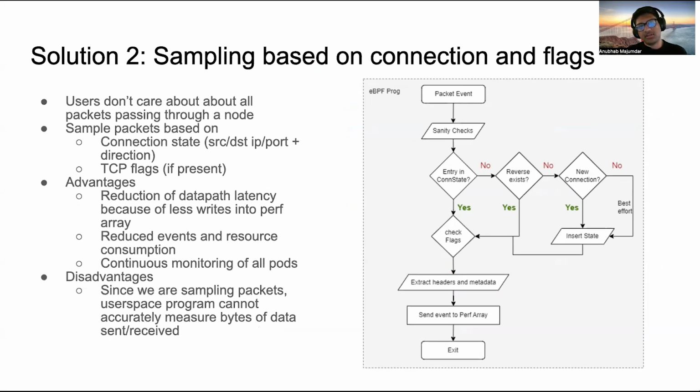The second solution that we implemented is based on the principle that not all packets flowing through a node are equally important. Rather, a small subset of them provide actual useful signal. For example, in a long-running TCP or UDP connection, the user cares about when the connection is established and how long the connection is alive. They do not care about signals for every data or acknowledgement packet flowing through the node as part of the connection. This allows us to sample packets rather than reporting every packet encountered by the eBPF program.